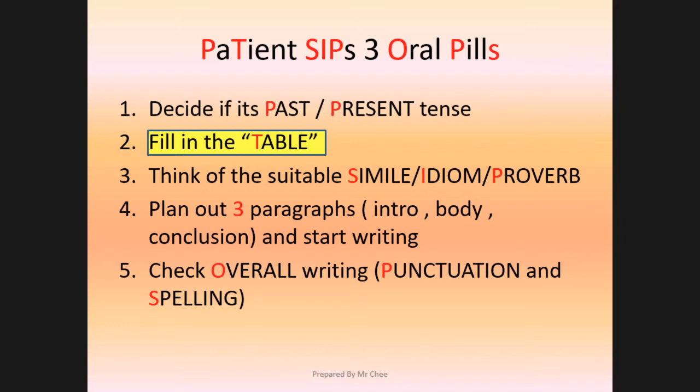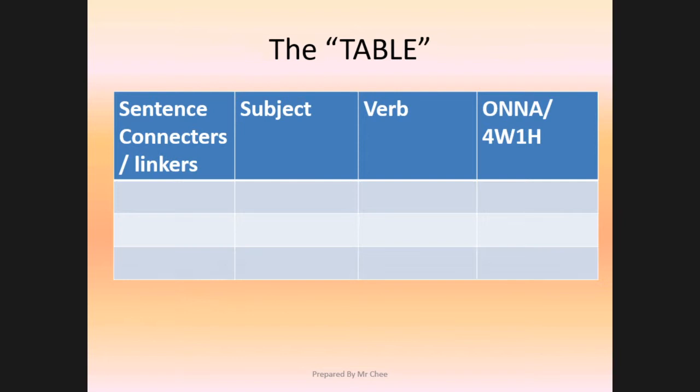Step two is to fill in the table. T is for the table. These are the tables. The table contains four columns. The first one is sentence connectors. The second one is subject. The third is verb, and the fourth is owner or 4W1H. Later we go through it one by one. This is the first column, second, third, and the fourth.